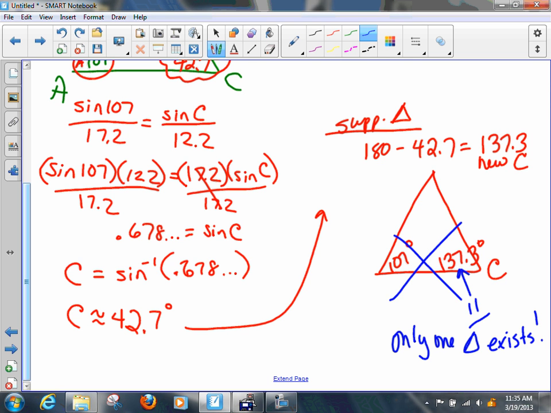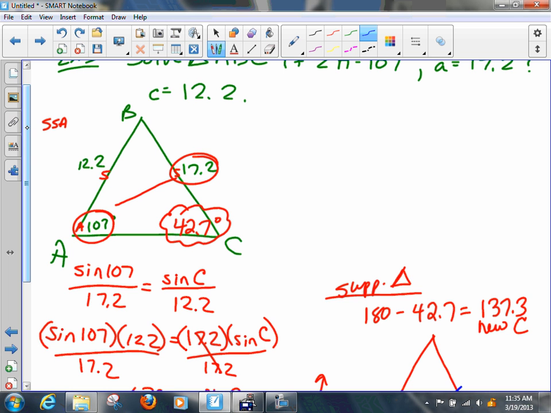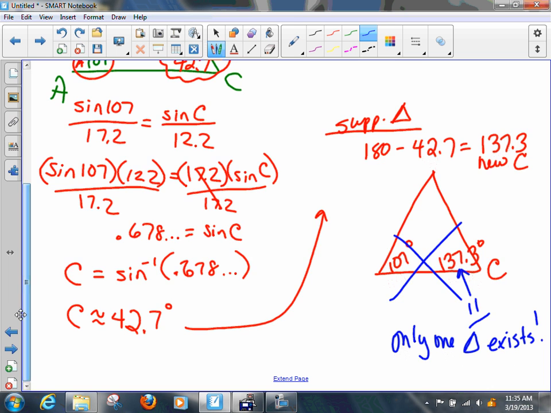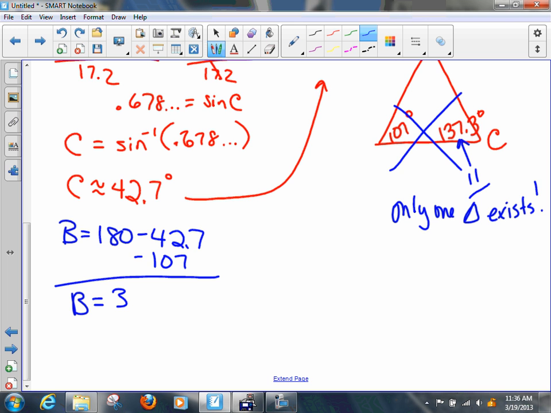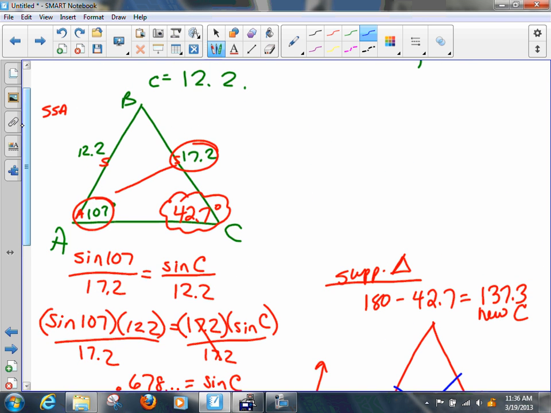Now, are we done? Now we got to solve for the rest of it. Now let's see what we got to solve for. Easy. Angle B, that's the easiest thing to solve for. So it's going to be angle B, which is equal to 180 minus 42.7 minus 107, which is 30.3. Okay, sounds good to me. 30.3.